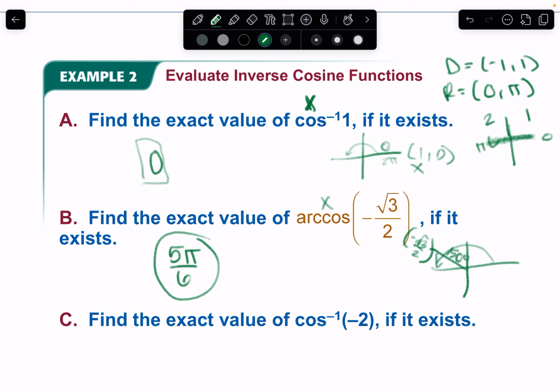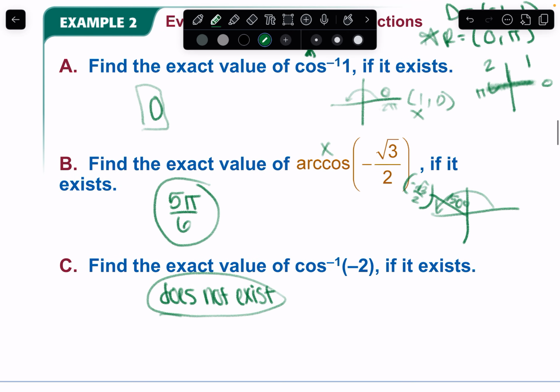Then for the last one, you're going to scan your unit circle and see if there are any x values that equal negative 2. If you look at your unit circle, there are no x values that equal negative 2, so your answer is that it does not exist. So, same thing as the sine ones. Sine is y, cosine is x. Same concept, you're really just scanning.